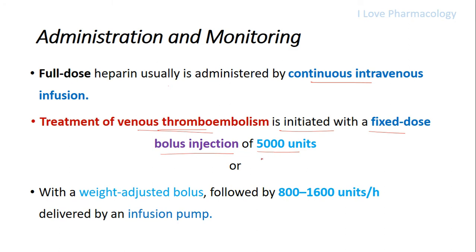Basically, in the treatment of venous thromboembolism, heparin is initiated with a fixed-dose bolus injection of 5,000 units, or it can be adjusted based on the weight. The bolus dose can be adjusted based on the weight, followed by 800 to 1600 units per hour delivered through an infusion pump.